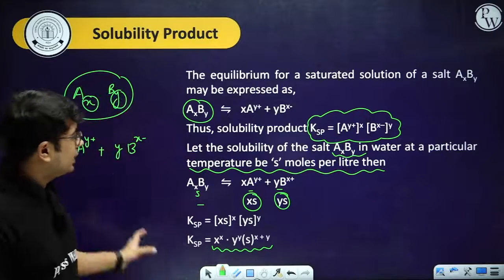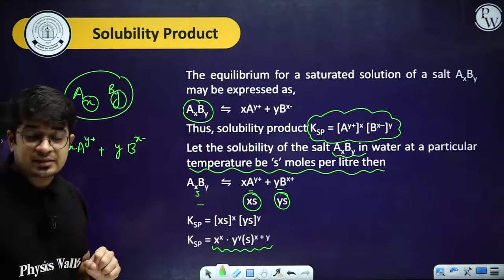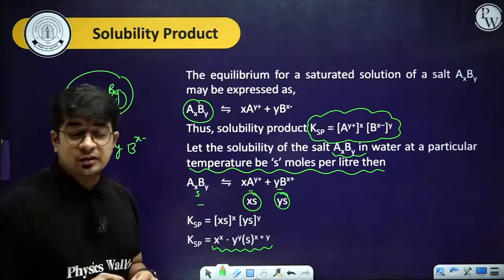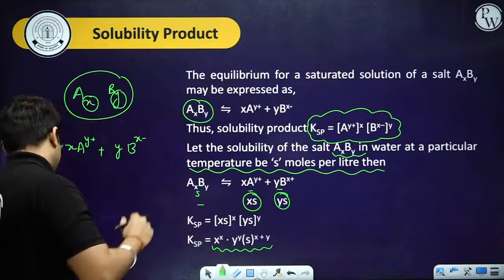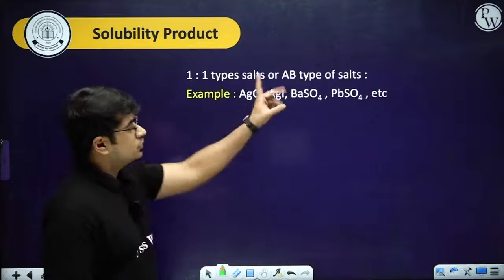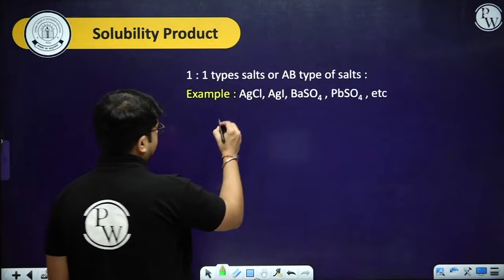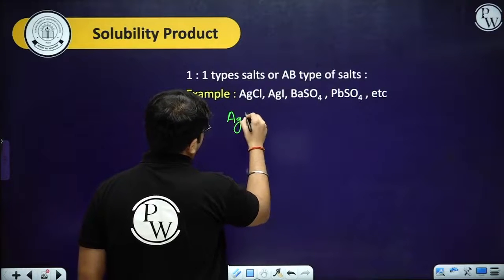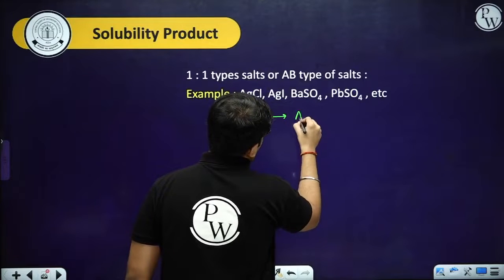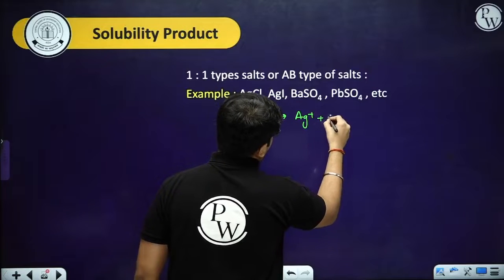But it looks like something is missing in this particular case. Let's try to apply two different types of binary compounds. How to understand this entire part? So I'm starting with the 1:1 type. Let's say I am starting with AgCl. It's going to be converted into Ag positive as well as Cl negative.